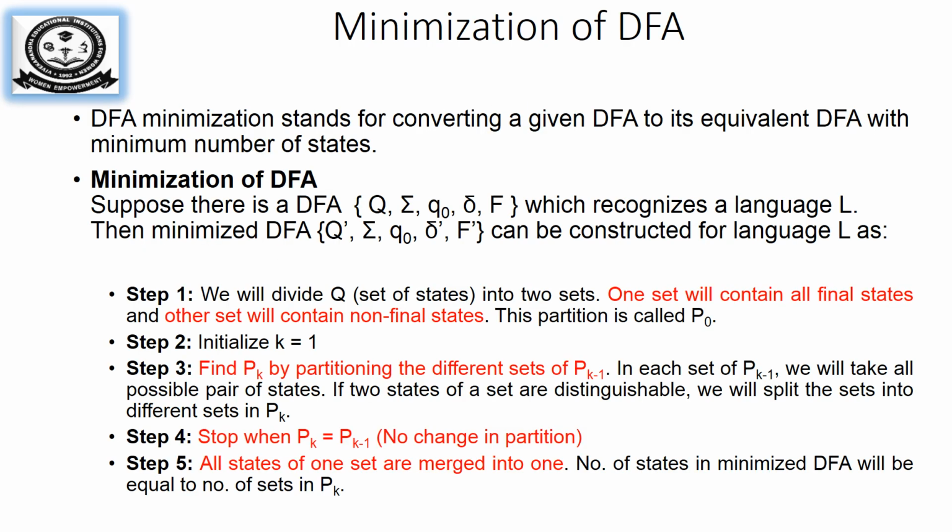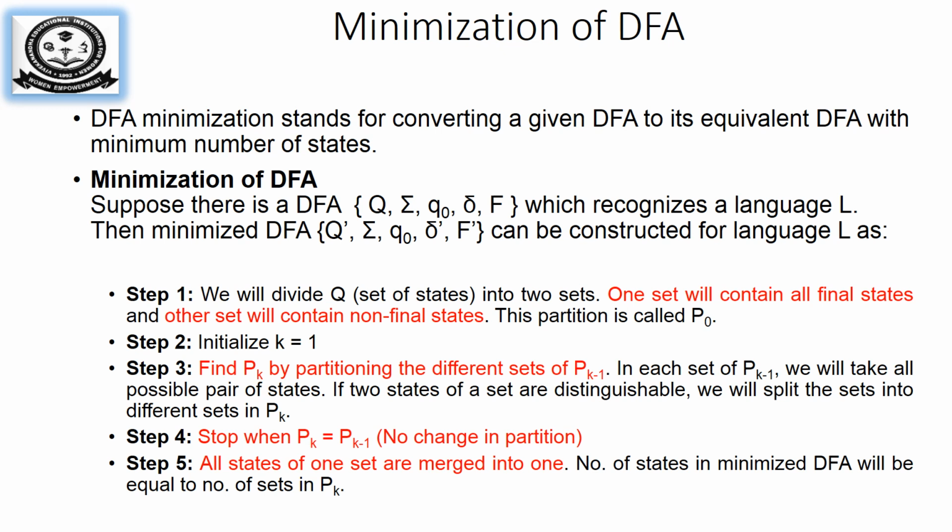So the next topic we are going to see is the minimization of DFA. We are going to minimize the DFA expression into a minimized DFA with the minimum states. What you are going to do here is split the states into two sets: one with the final states and another with the non-final states. Now we are going to split these sets into individual sets based on their equivalences.